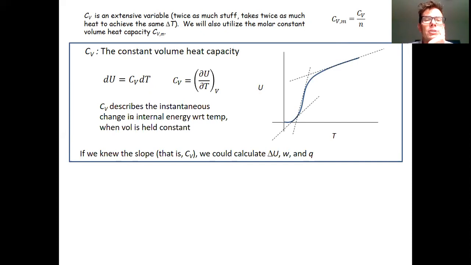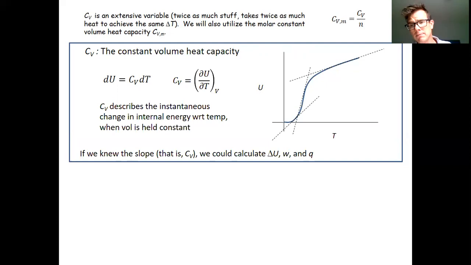Rather than defining things in terms of delta differences, what we often define them in thermodynamics is in terms of differential differences. So I could write an equivalent statement as dU equals CV dT, right? Or again, if I do some rearranging, I could say that CV is the change in U with respect to temperature when volume is constant. In other words, if I plotted internal energy on the y-axis, temperature on the x-axis, as I increase temperature, the internal energy would go up.